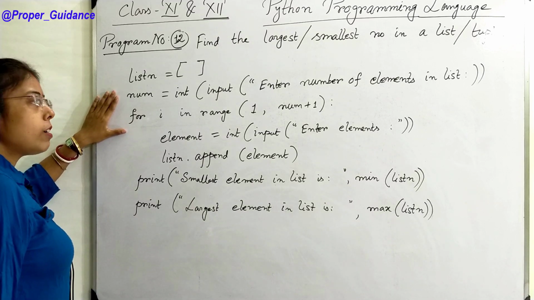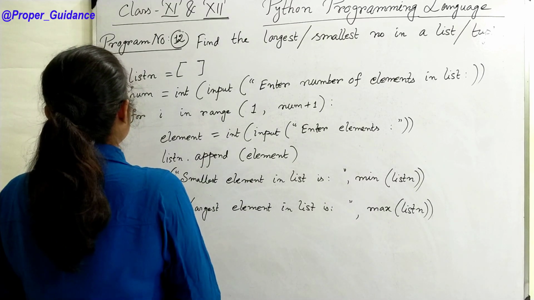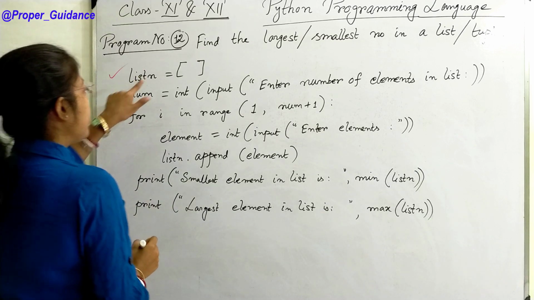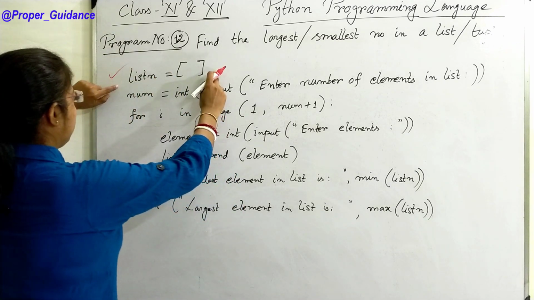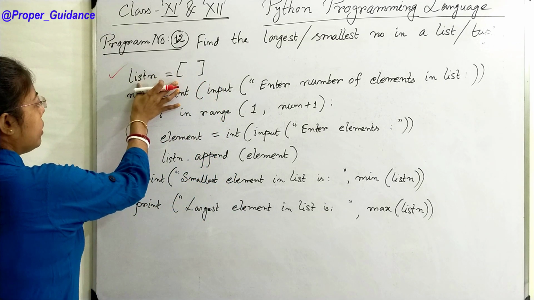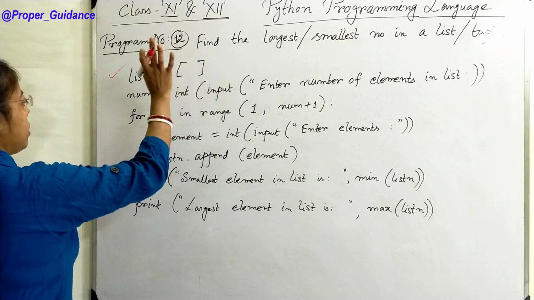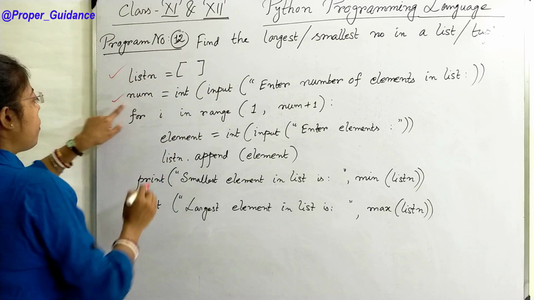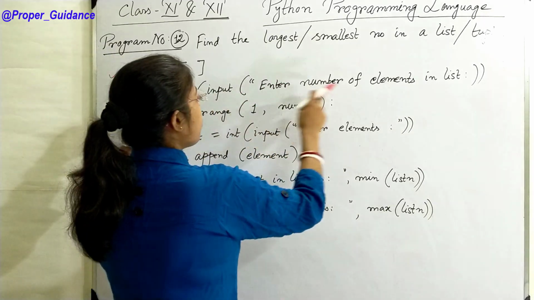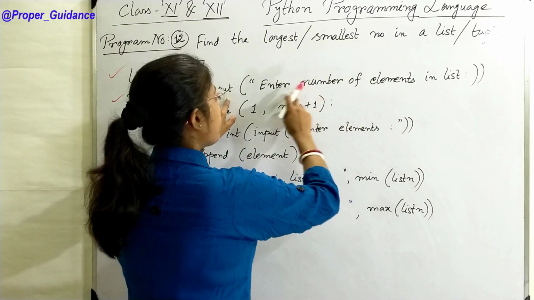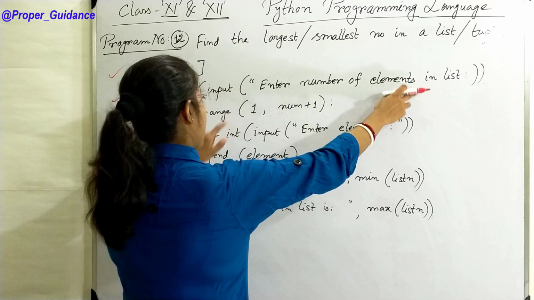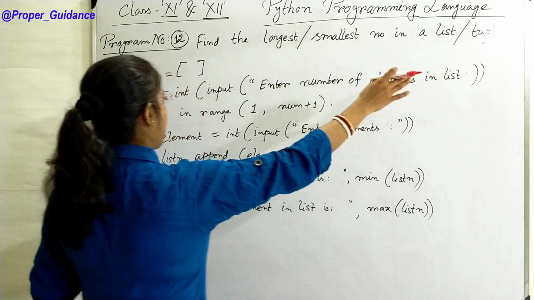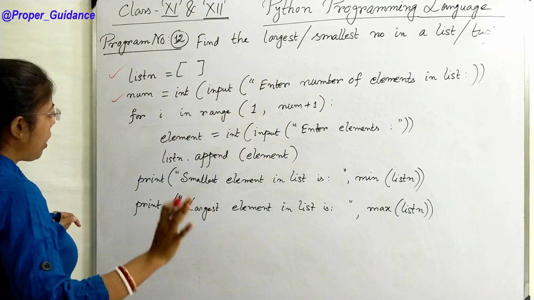Okay, so let's start. See, list_in is a variable for the list or tuple, and it shows you that it will take some values here. And this is another variable, num, and this is for user input. Int input: enter number of elements in list, and the user will give the number of elements, 1, 2, 3, 4, whatever may be the value.